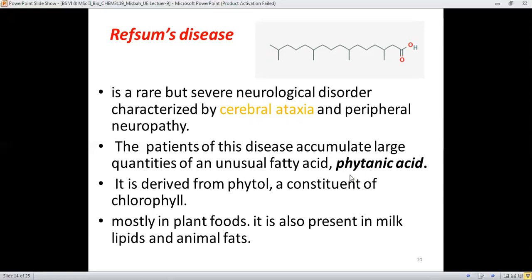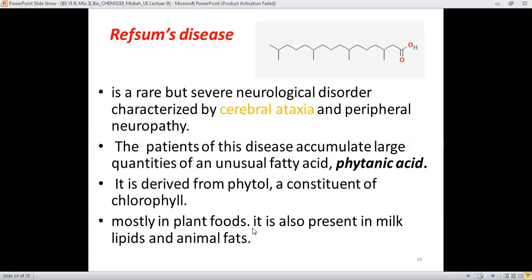The patients of this disease accumulate large quantities of an unusual fatty acid, and this fatty acid is phytanic acid. Here is the structure of phytanic acid. It is in fact a branched chain fatty acid, and it has branches in the form of methyl groups, and the first methyl group is present at the beta position. Therefore, there is a problem in the oxidation which should occur at the beta position. And this phytanic acid is derived from phytol.